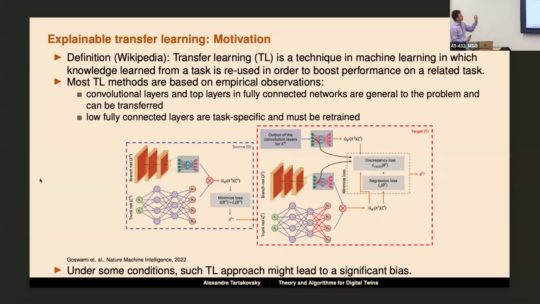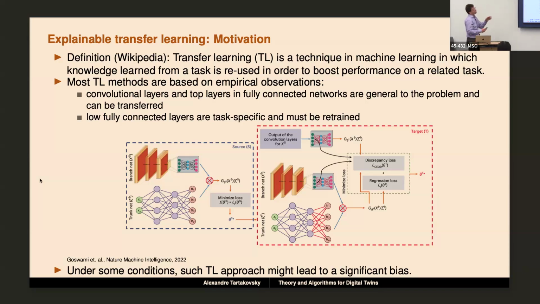Okay, so now we want to use the KL-DNN model to analyze transfer learning in the KL-DNN model. Okay, so now what is transfer learning? According to Wikipedia, it's a technique in machine learning in which knowledge learned from a task is reused in order to boost performance on a related task.